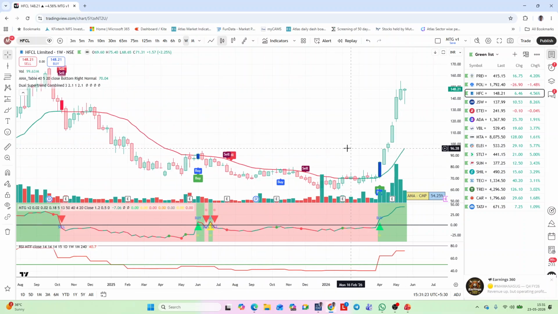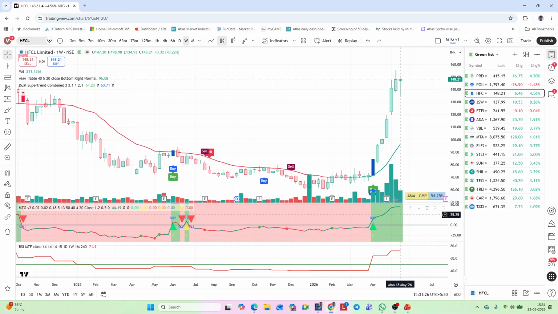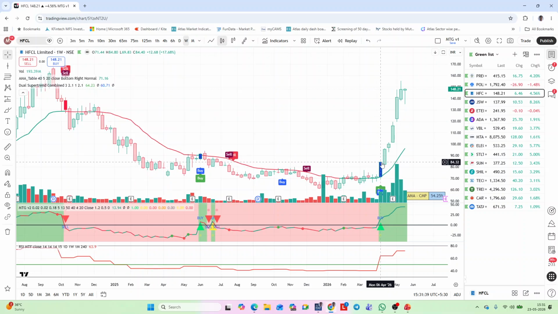Yeah, so here what happened: basically here in the April 6 week, you see RSI crossed above 50 and Super Trend 1, Super Trend 2 both give me a buy signal here on weekly. So this is where you can go ahead and deploy your complete 100% because if you see down, the MTG indicator also gave me a buy signal at the same time on weekly. So here I can go ahead and deploy my 100% capital and then you can see what happened here.